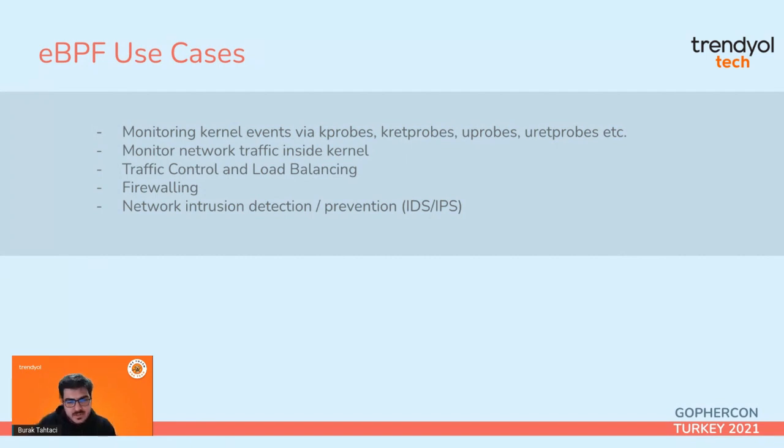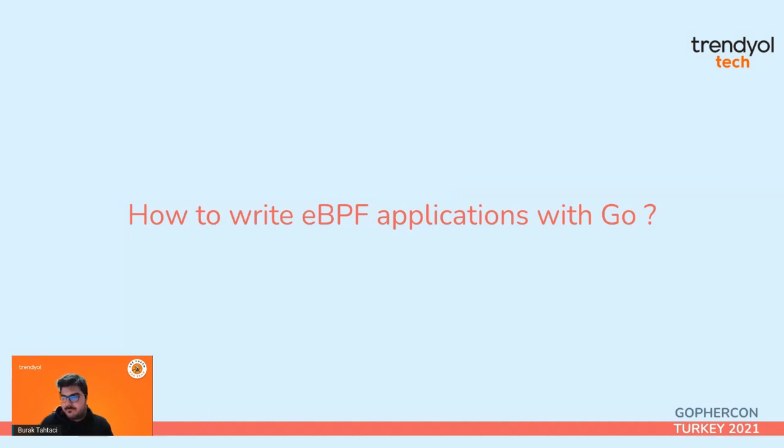Another case is networking. eBPF has strong abilities to work with network packets and manipulate them. Therefore, high-performance traffic controlling and layer 4 load balancing applications could be developed via eBPF. Also, eBPF can be utilized in some security applications, such as intrusion detection systems, firewalls, or runtime security applications. So, all right, here's the thing: how can we write eBPF programs by using Go?